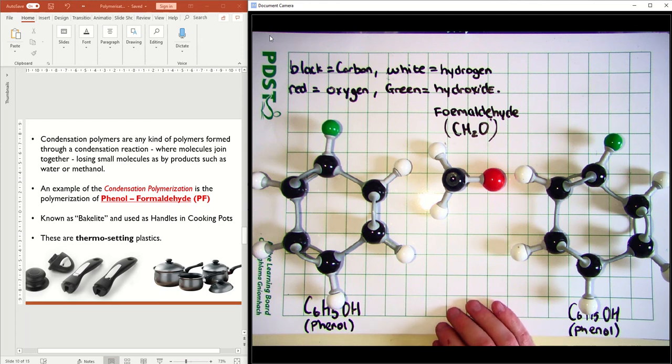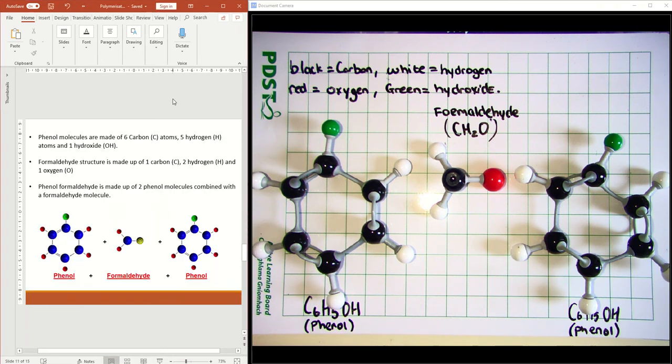Now, phenolformaldehyde is also known as Bakelite, and it's used in the handles of cooking pots or stuff like that. Okay, so it's a thermosetting plastic because if it's used in the handles of cooking pots, we don't want it to deform easily under heat. And again, thermosetting plastic is produced by condensation polymerization.